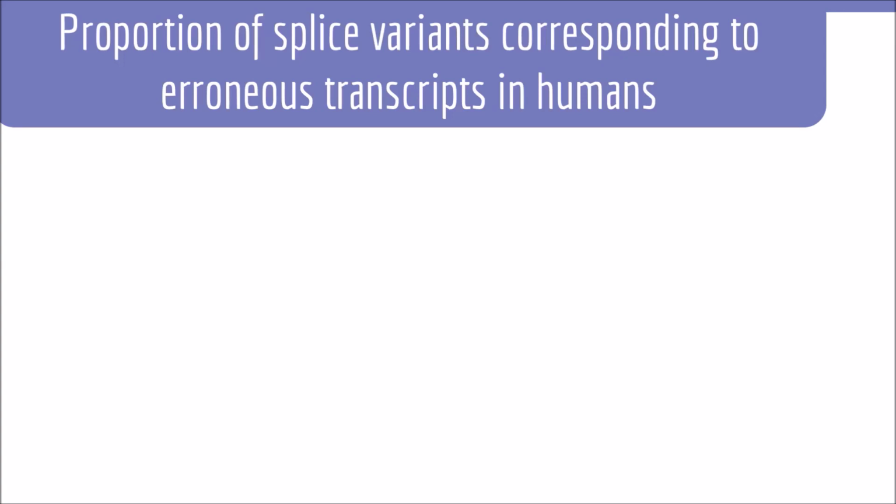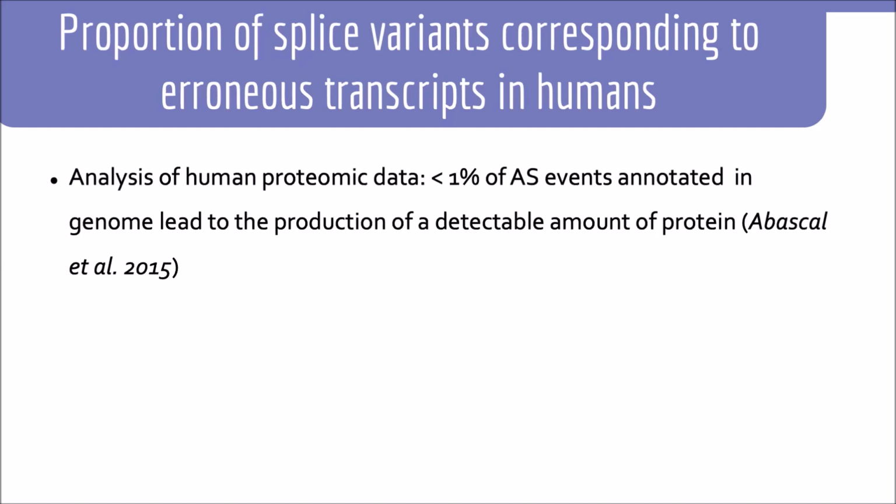Quite a lot of work has already been done, notably to investigate alternative splicing in mammals and notably in humans. And it has been shown that in humans, among all the splice variants that have been annotated in the genome, less than 1% lead to the production of a substantial amount of proteins. So when you look at proteomic data, you observe very few splice variants that lead to a detectable amount of proteins.